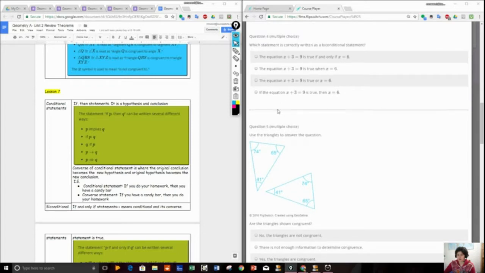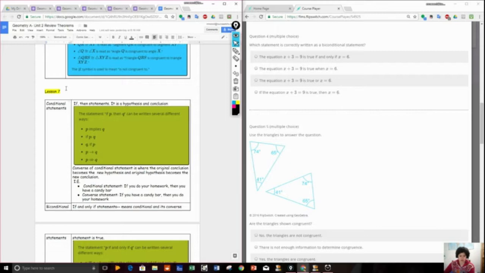And we're going to skip question 3, move on to question 4. Which statement is correctly written as a biconditional statement? So before I move on to looking at the answers, I want to first know what is a biconditional statement. So if I look over here at lesson 7, I'm looking for biconditional statements in the left-hand column, and it's located right there.